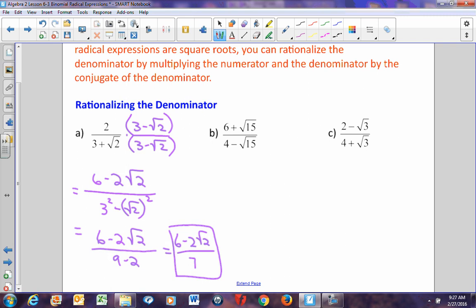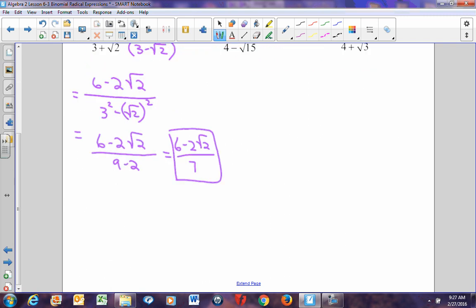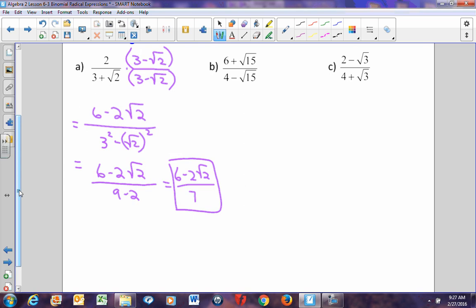Next, (6 plus the square root of 15) divided by (4 minus the square root of 15). So my conjugate here, I'm going to need more space. I'm just going to do my page right now. My conjugate is going to be 4 plus the square root of 15. So I'm going to multiply by (4 plus the square root of 15) over (4 plus the square root of 15). Now, this only gets more complicated because the top is a binomial. It just means we have to follow the binomial on the top.